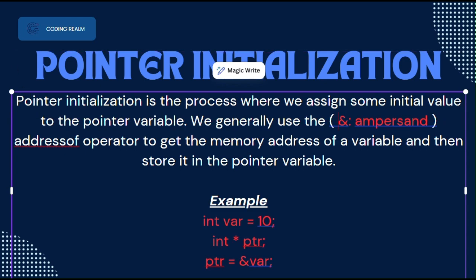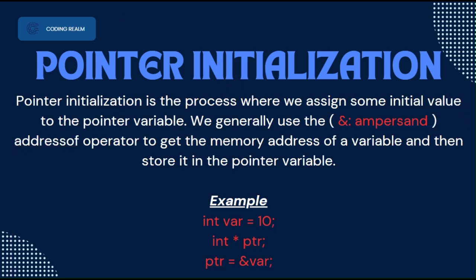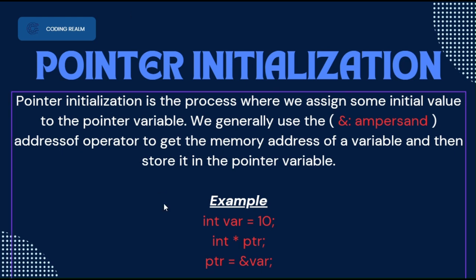Let's see this example. First of all, I need to declare the variable, integer var equal to 10. Second, let's declare the pointer, integer star PTR, and PTR has the address of the variable, which holds 10. When I write this and use this operator, it means the pointer PTR refers to the variable here, which is 10.